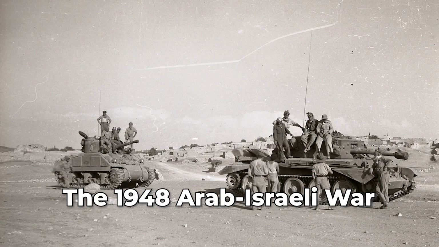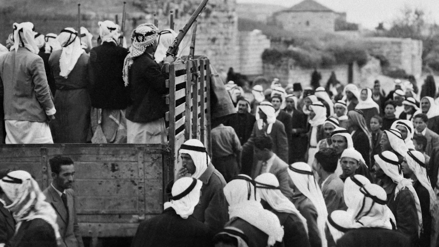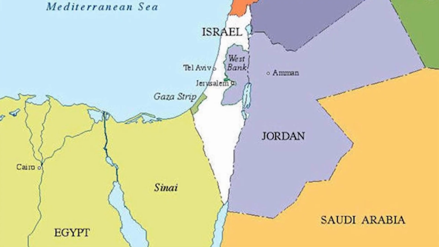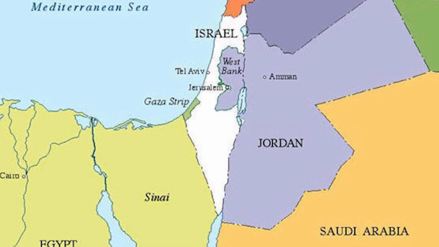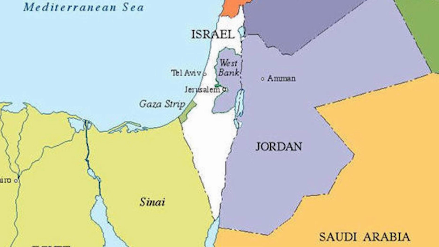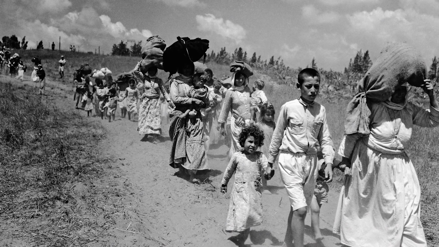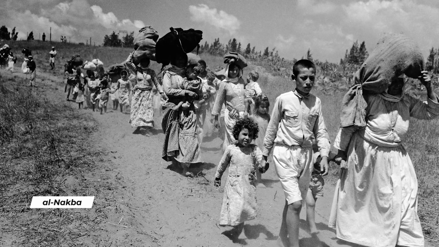The 1948 Arab-Israeli War. The Arab-Israeli War of 1948 began immediately after Israel declared its independence. The war ended with Israel gaining control over most of the territory, while Egypt and Jordan occupied the Gaza Strip and West Bank. Hundreds of thousands of Palestinians were displaced, an event they referred to as al-Nakba, or the catastrophe.